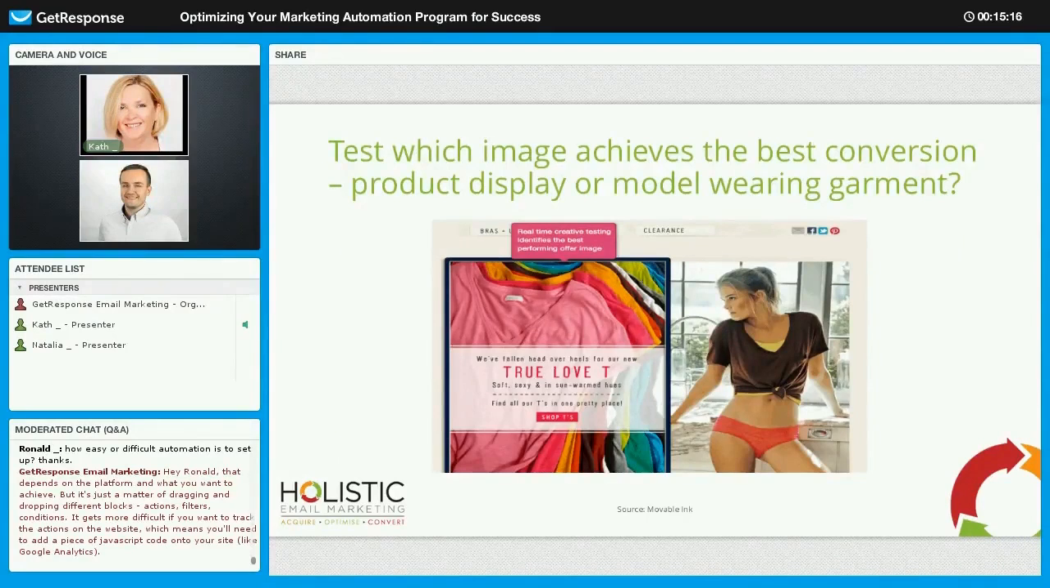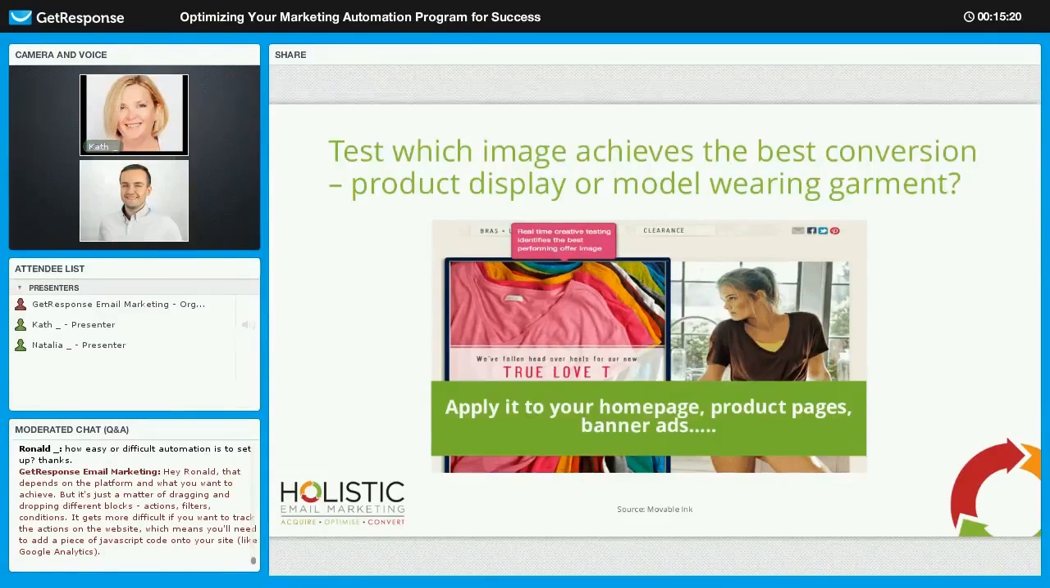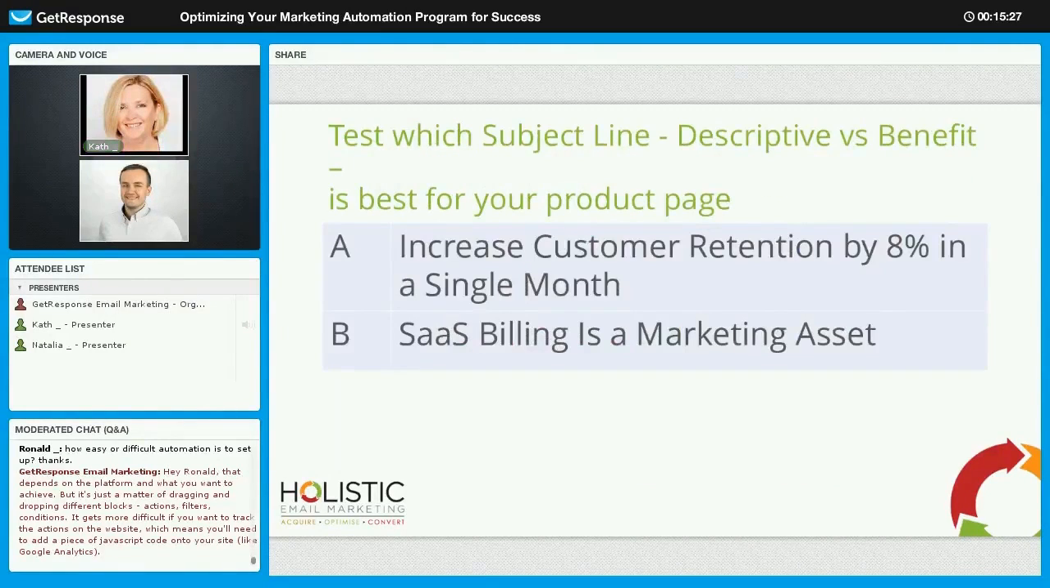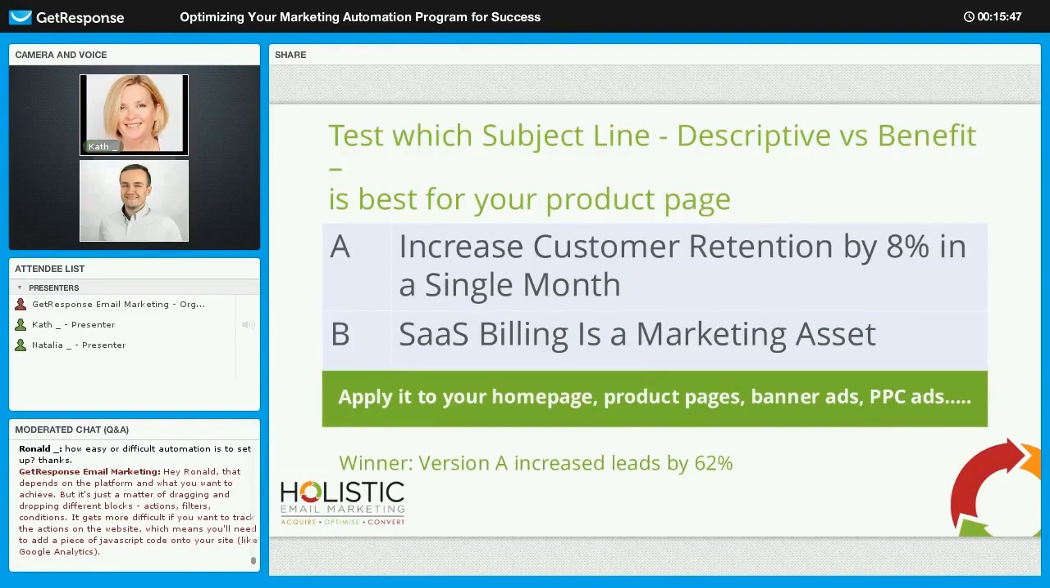Here's another example. Test which image achieves the best conversion, product display or model wearing garment. We can apply that to your homepage, your product pages, your banner ads, and all the rest of it. Another one: subject line, descriptive versus benefits. Which one's best for your product page? You've got increased customer retention by 8% in a single month versus SaaS billing as a marketing asset. One's a benefit and one's a feature, or a description. In this particular case, the benefit won.